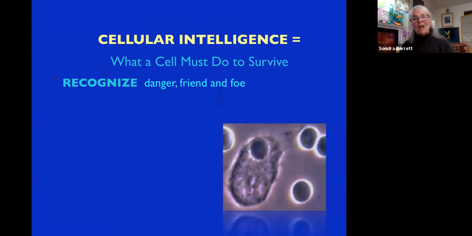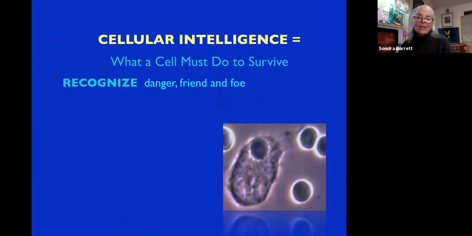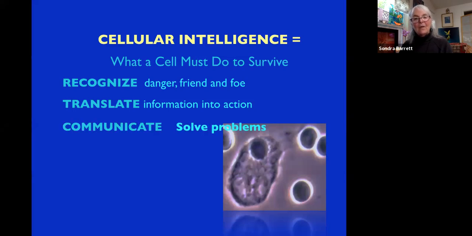So everything a cell must do to survive is really its intelligence. It has to be able to recognize danger, friend or foe, just like this white blood cell we see. It's able to recognize what's not self. It has to be able to translate information into action. So it's solving problems. It has to be able to communicate with the others in its environment. How do we get rid of this virus infection? How do we make more energy when we need it? So the cells are in constant communication with each other. They need to be able to produce energy.